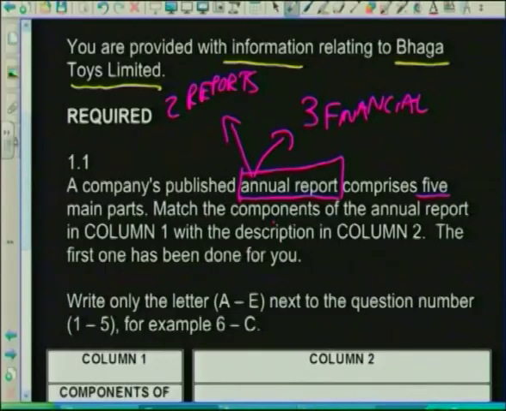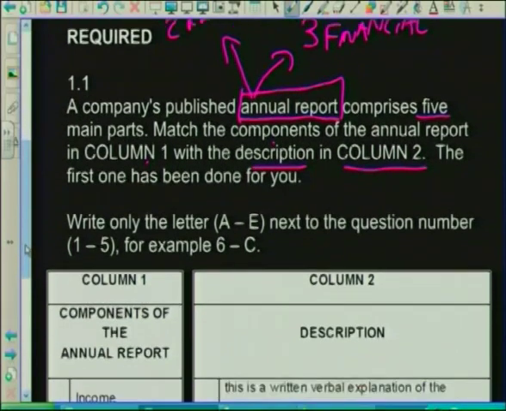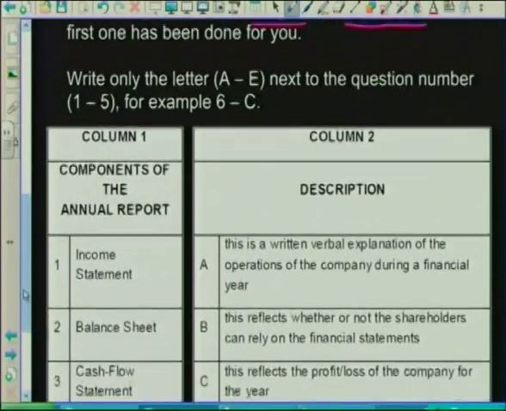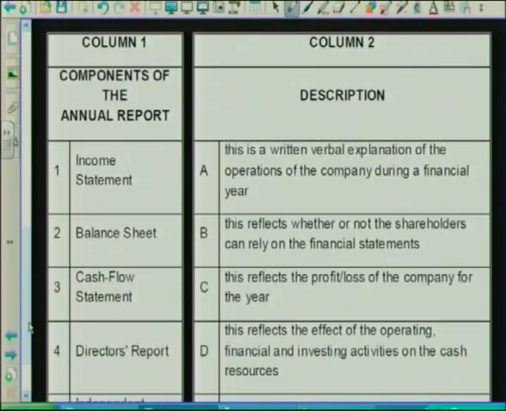You are required in this question to match the components of the annual report in column A with the description that is given to you in column B. And they tell you the first one has been done for you. We're not going to look at that. Let's just go straight to our description, and let's try and match our description to the component of the annual report. So let's start with the very first description, description A. This is a written verbal explanation of the operations of the company during a financial year.